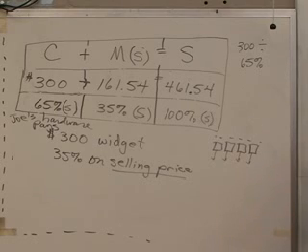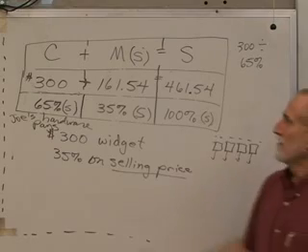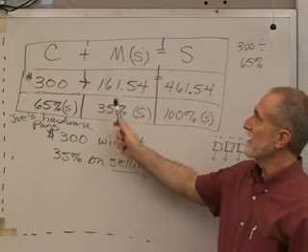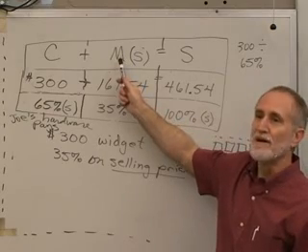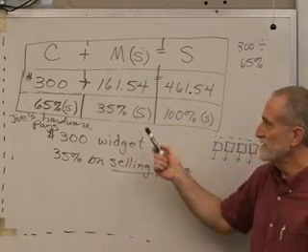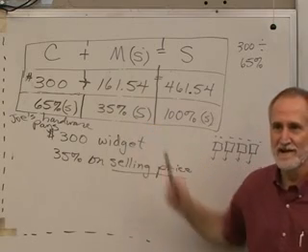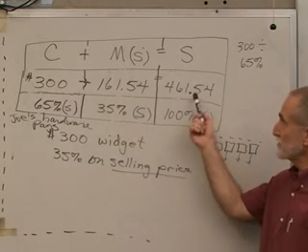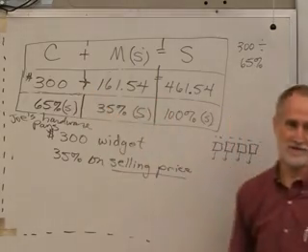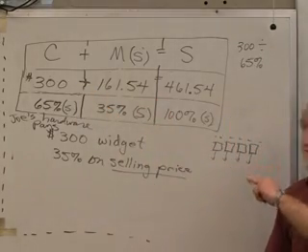Now, the reason I don't like using the word markup when it's based on selling price is we didn't mark anything up 35%. We took the selling price and marked it down 35% to get our cost. That's what's really going on mathematically.